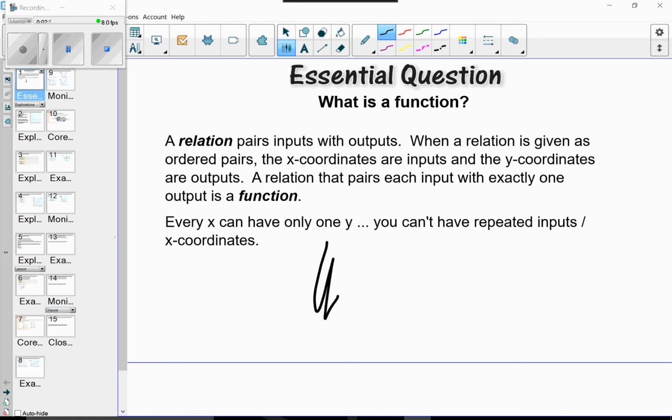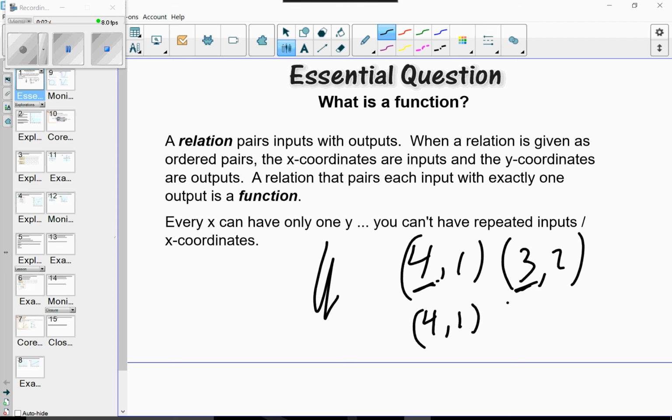There we go. So let's try (4, 1) and (3, 2). I have two different inputs and different outputs, but the fact is each x has one y. So yes, that is a function. But if I have (4, 1) and (4, 2), this is no, that's not a function, because 4 goes to 1, and 4 again also goes to 2. Every x can only have one y it goes to. So 4 goes to 1, 4 can't go to anything else. That's not a function. Okay?